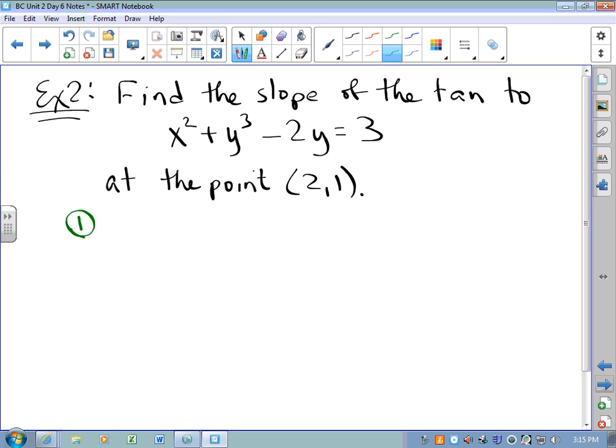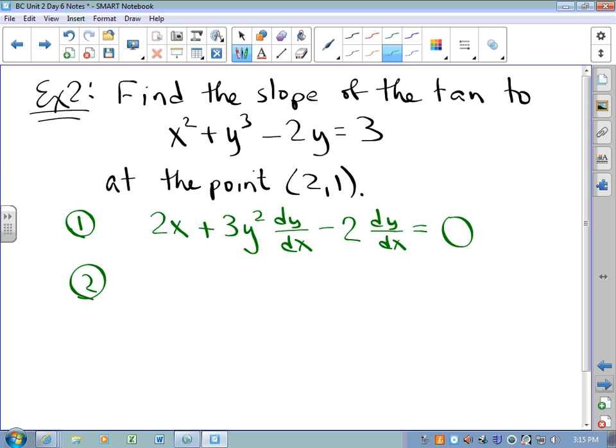The derivative of x squared is easy. The derivative of y cubed is 3y squared, but remember, y is not x, it's a function of x, so we take the derivative of that and stick it on the end. Minus 2 dy/dx. Remember, y is not x, it's a function of x, so we stick its derivative at the end. And of course, the derivative of 3 is 0.